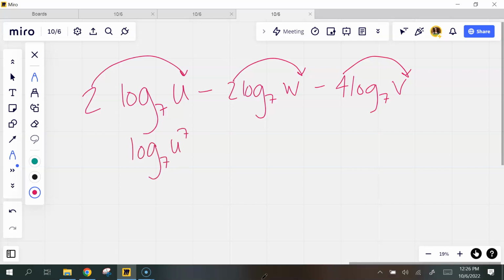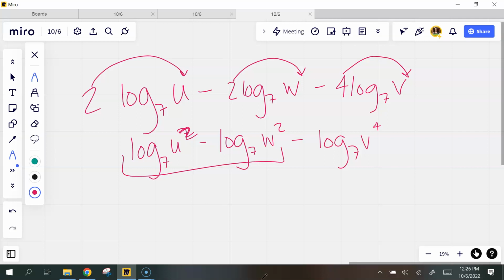All right, so I've got u 7 and 4x prime. Oh! I see what you're saying, sorry. Now, when you're doing subtraction, it's division, right? You only want to do 2 at a time. Don't do more than 2 at a time and go left to right. So I'm going to do these 2 first. And I'm going to say this is log base 7 of u squared over w squared.